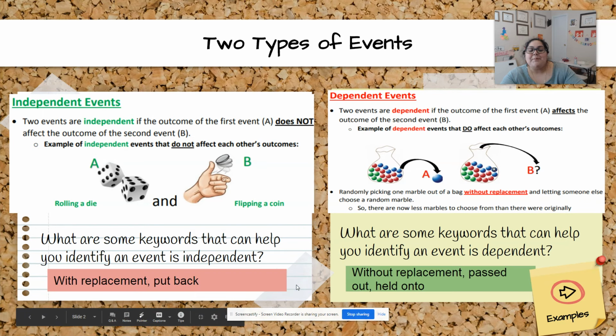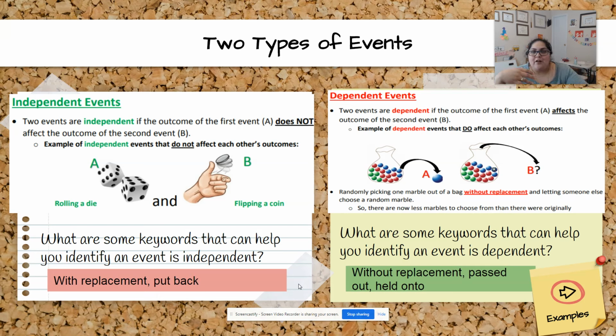Would be with replacement, put back, anything that requires them not changing the total of whatever's occurring. Okay? They're not changing the number of dice or the number of marbles, like the marble in the bag. That should give you an idea when you remember these independent and dependent events. If a bag of Skittles, you're going to put them all back, stuff like that, where you're not changing the total number of outcomes that you have.